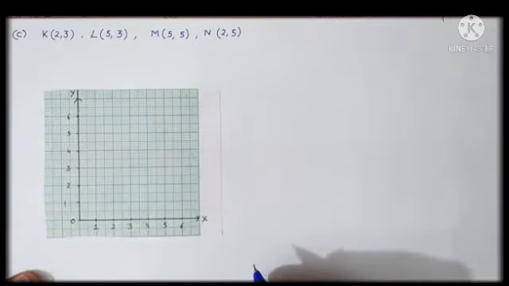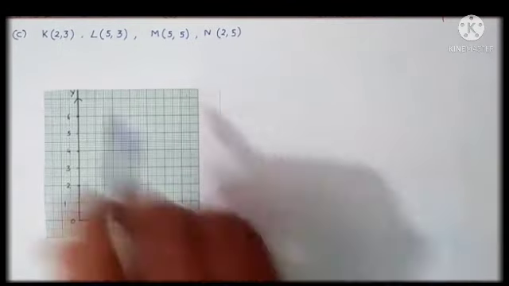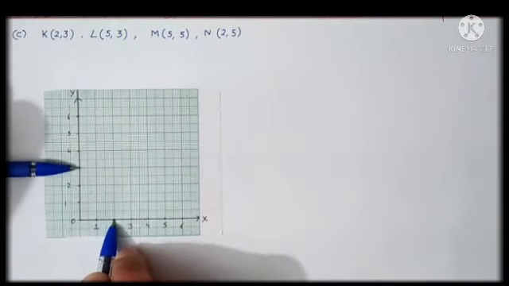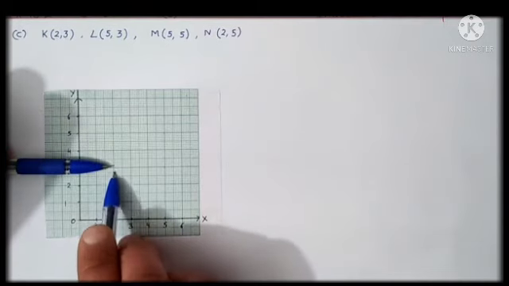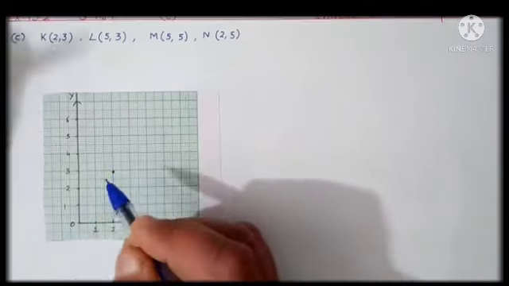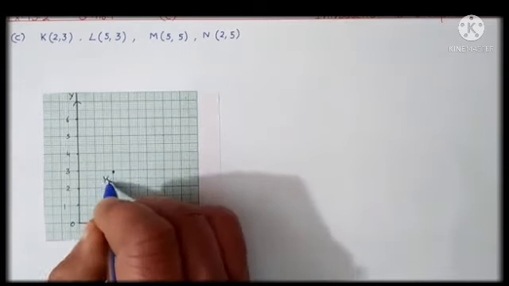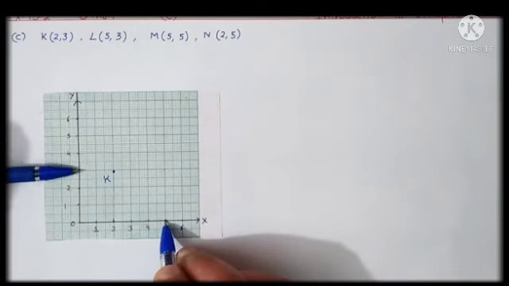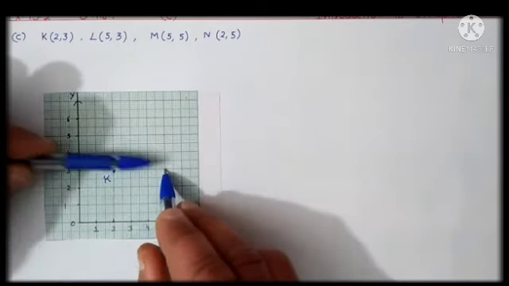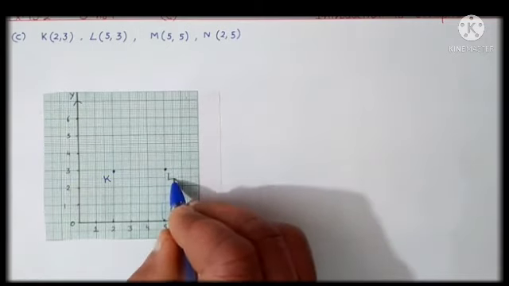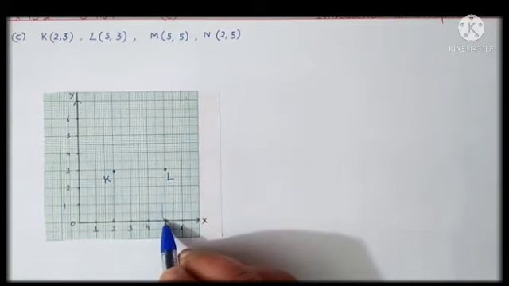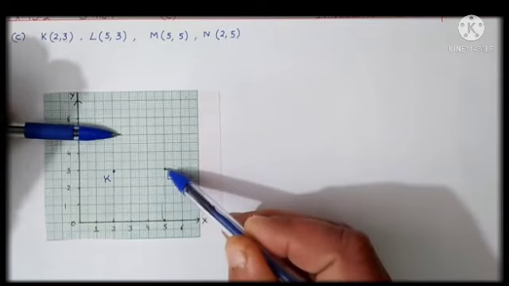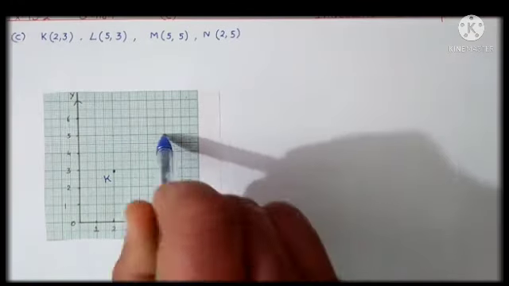In C part, 4 points are given as K, L, M, N. The coordinates of K are (2, 3). You can plot this on the graph. Now coordinates of L are (5, 3). Plot it. 5 is x coordinate, 3 is y coordinate. Similarly, you can proceed with the plotting of points M and N. Plot all the 4 points on the graph.